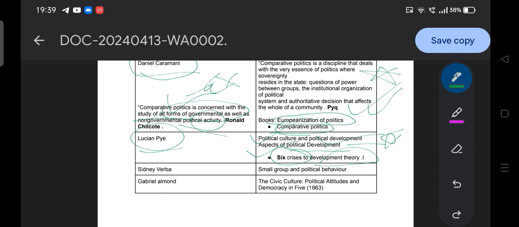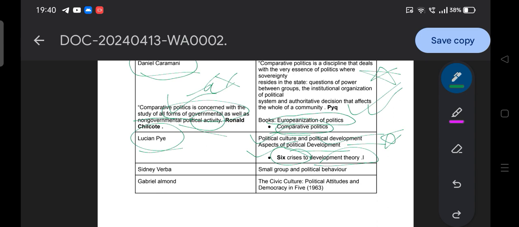What does identity mean? For example, in the northeast, tribal people mobilizing is an identity crisis, as is caste-based political participation. Then legitimation crisis: if people do not trust the government's activity although the government was established through an elected form, that is a legitimation crisis. What is penetration crisis? If the government is not able to reach the people, that is a penetration crisis in political development.